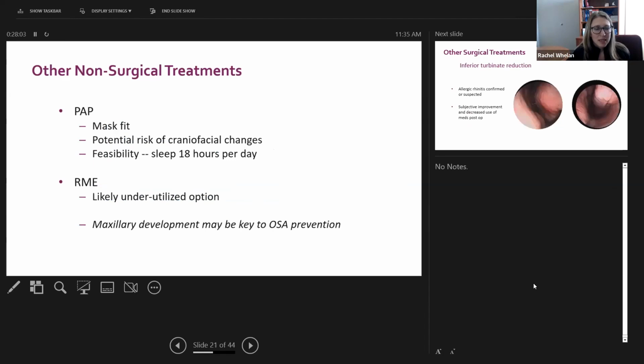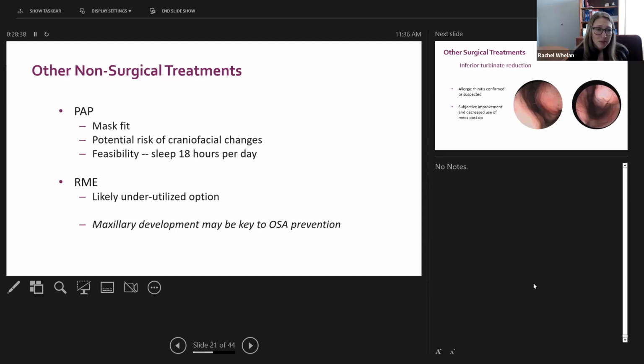In terms of looking at other non-surgical treatment options, obviously CPAP and BiPAP are options with, I would say, variable success depending on the study and the center. And honestly, probably depending on if you have a behavioral sleep person who can work with children and families and increase compliance, comfort, and fit. In craniofacial children, mask fit becomes an issue.